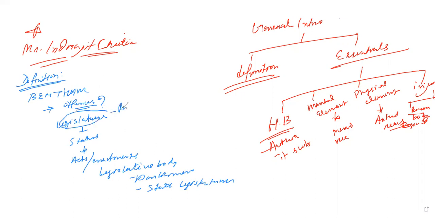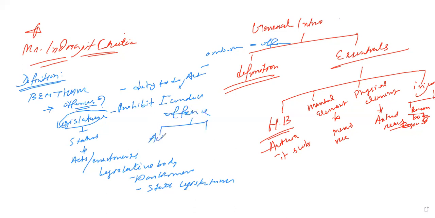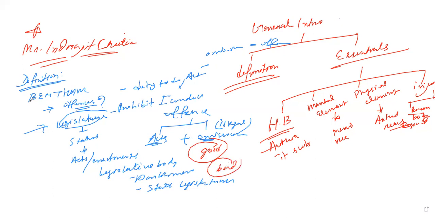So the legislature must prohibit certain conduct, or it must cast a duty to do certain acts, the omission of which may amount to an offense. So offense includes acts plus omissions. Omission means illegal omission. And it must be prohibited by the legislature either for good reasons or for bad reasons. So this is the definition provided by Bentham. Again, offenses are whatever the legislature has prohibited for good or for bad reasons.